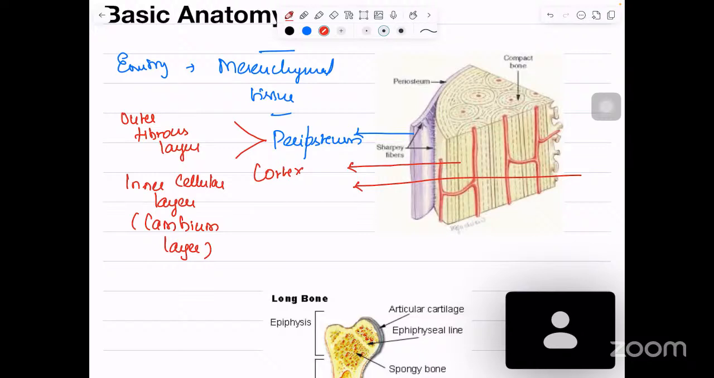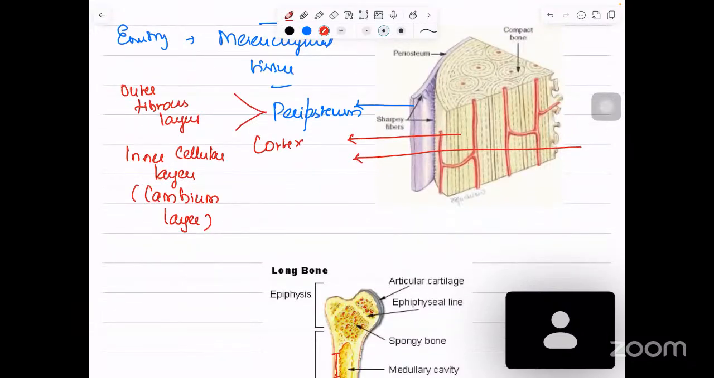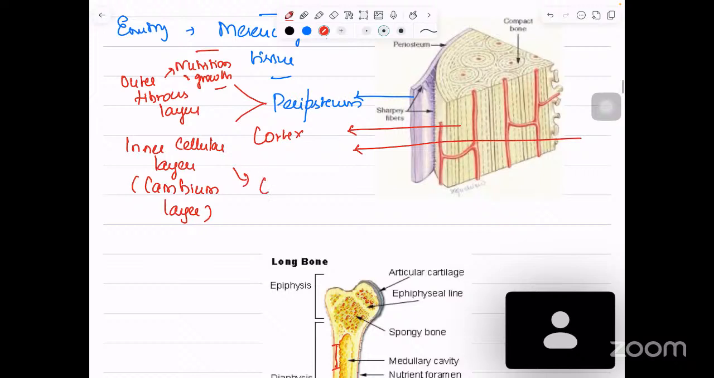What is the use of this outer fibrous layer and the inner cellular layer? When you look into it, this outer fibrous layer provides nutrition and growth to the bone. Exactly how does the fibrous layer provide nutrition? Blood vessels, small vessels, arterioles, all travel through this outer fibrous layer. This inner cellular layer is nothing but a layer with osteoblastic cells.